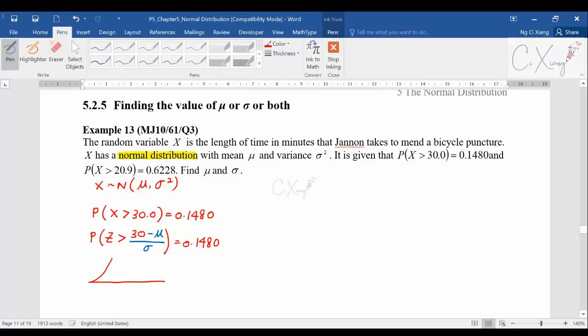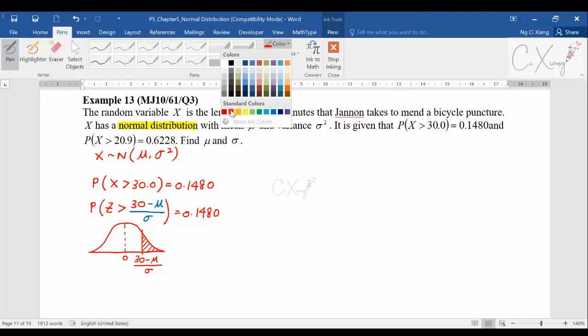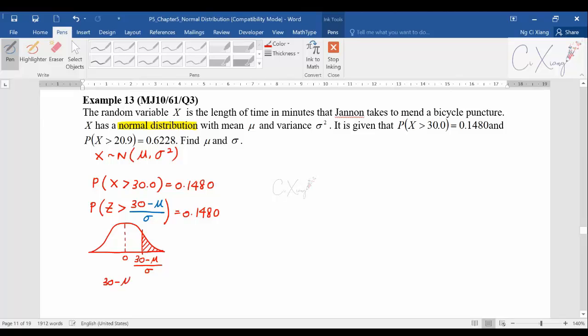Now you draw a figure here. The center is 0. You should ask yourself how to shape the graph. The graph should look something like this, because the area on the right hand side of the value is small. Therefore, it should be 30 minus mu divided by sigma here. Now try to find the value from the table. 0.1480 does not exist in the table, so you need to take 1 minus 0.1480. Again, I'm not going to tell you all the details anymore. Refer back to the previous video if you forget how to apply it. Then from the table, if you didn't make any careless mistake, you should get 30 minus mu over sigma equals 1.045.